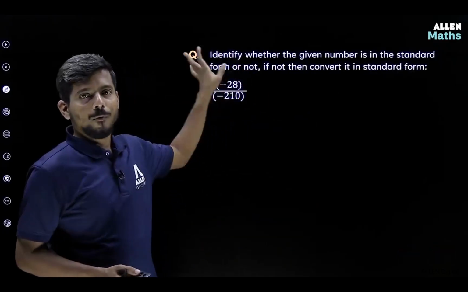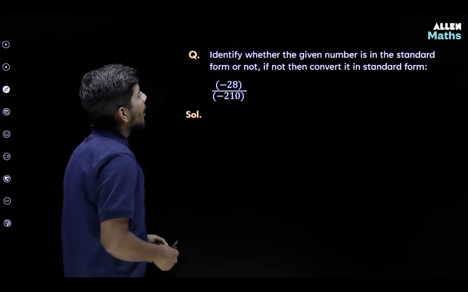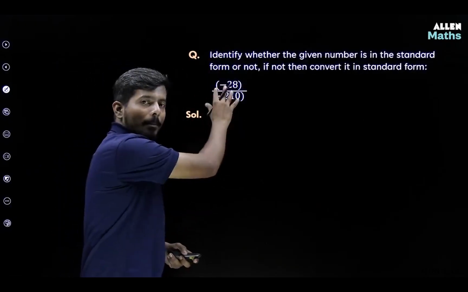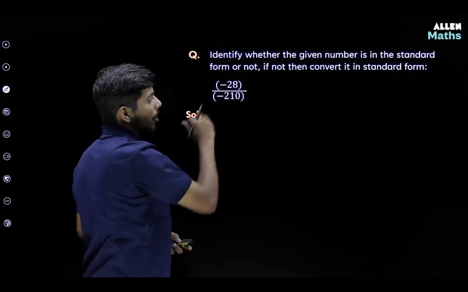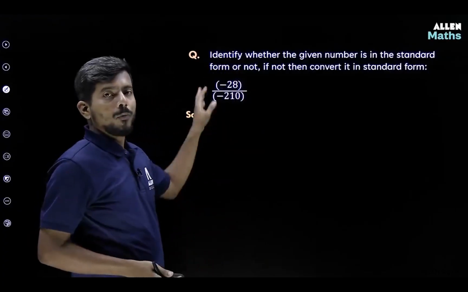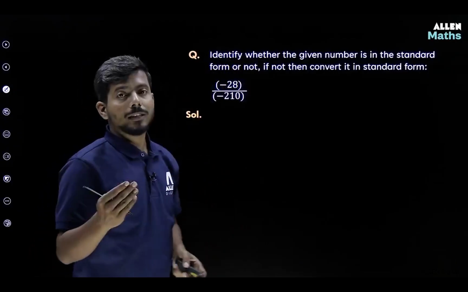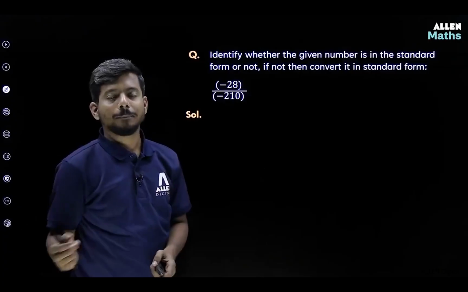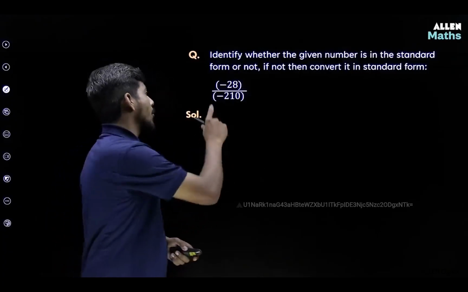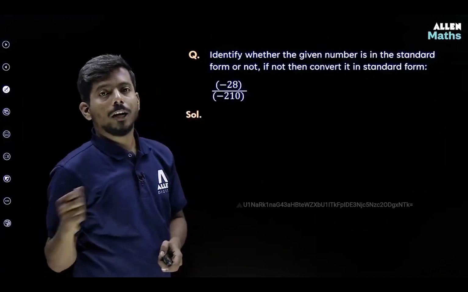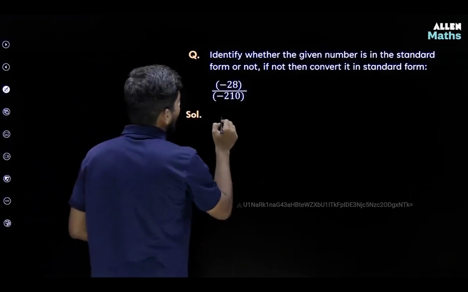Now let's try to solve one more question. Here we have a question which says that we have to check whether this number is in the standard form or not. If it is not, then we'll be converting it into the standard form. Now we'll quickly check the two conditions for the standard rational number. The number must be in the lowest form, but it's not. And also the denominator is not positive. Now I'll just quickly write down the number.